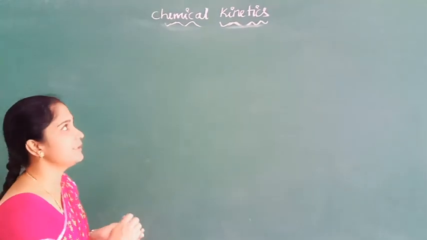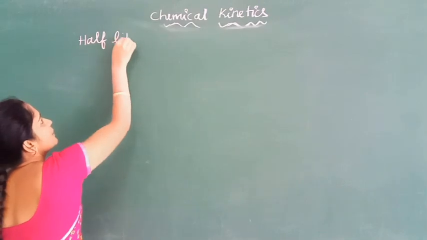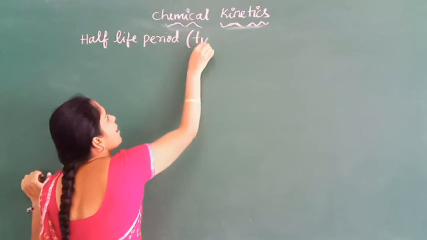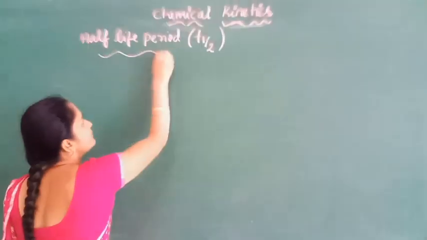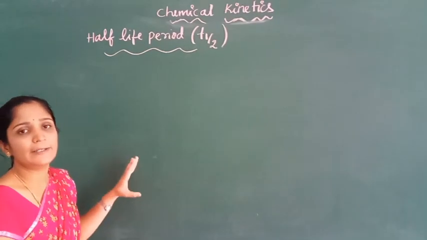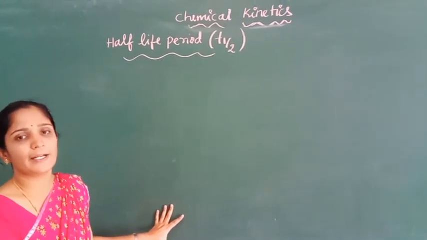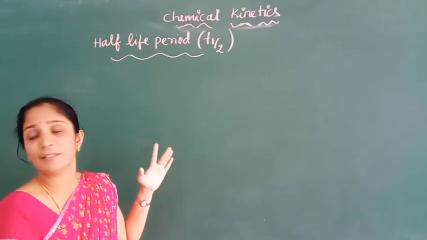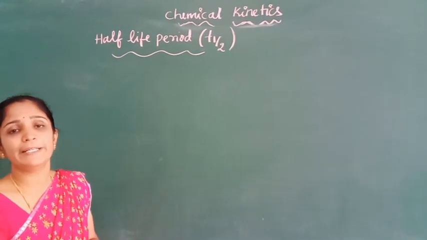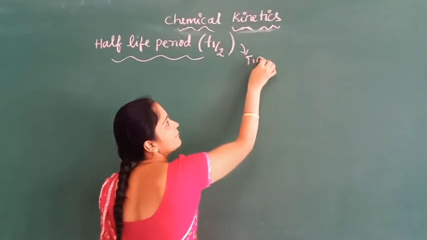So in this class we shall discuss half-life period. It can be denoted as t half. So what is half-life? Half-life is the time required to reduce the concentration of the reactant to half of its initial value. That means time required to reduce the concentration to half of the concentration of the reactant. Time required to complete half of the reaction.